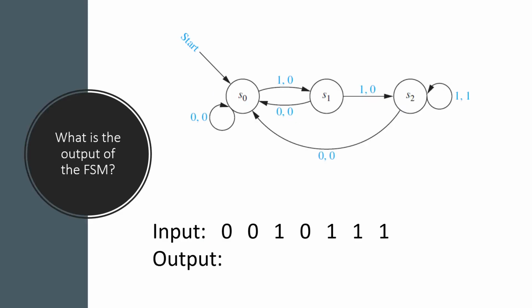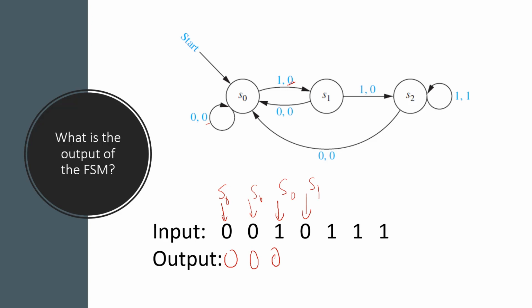Here's another one. What is the output of this finite state machine? Let's suppose that we start with S0. S0 and 0 will keep you in S0 and output a 0. S0 and 0 keep you in S0 and output a 0. S0 and 1 will take you to S1 and output a 0.